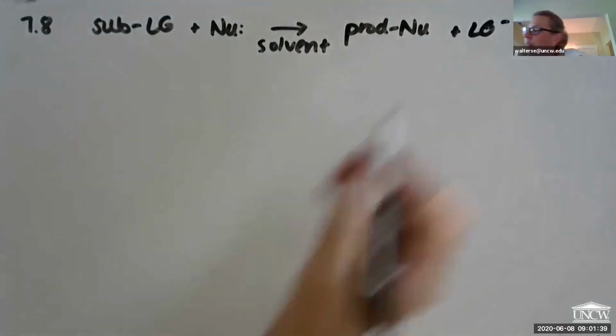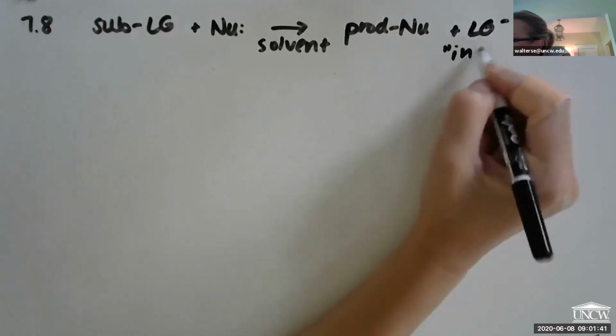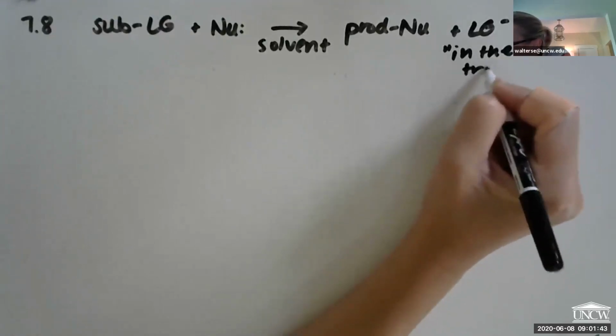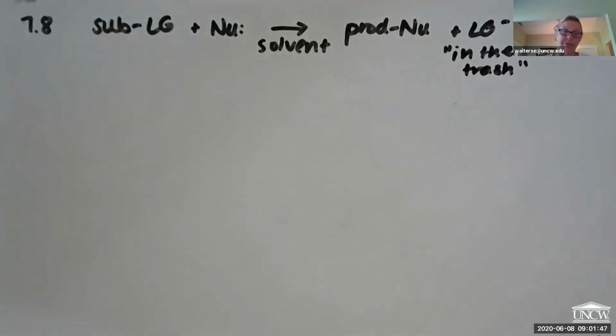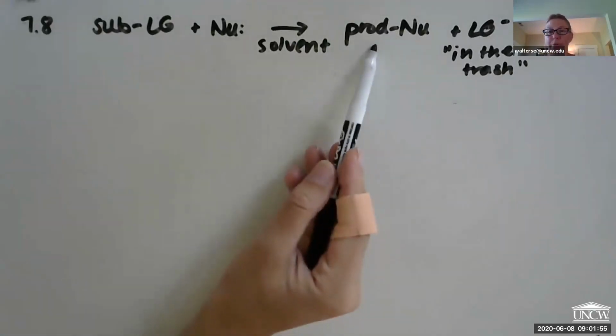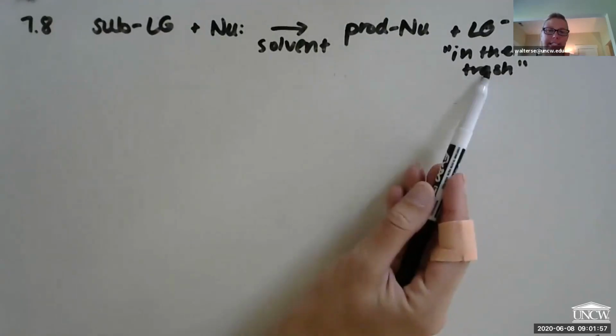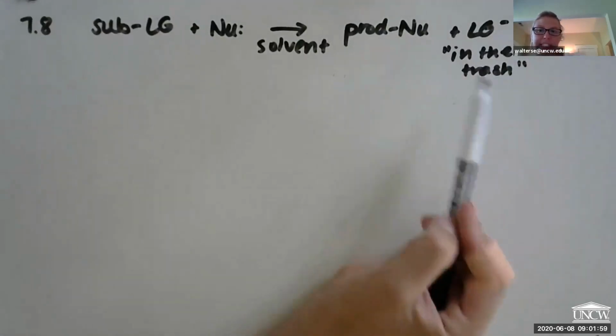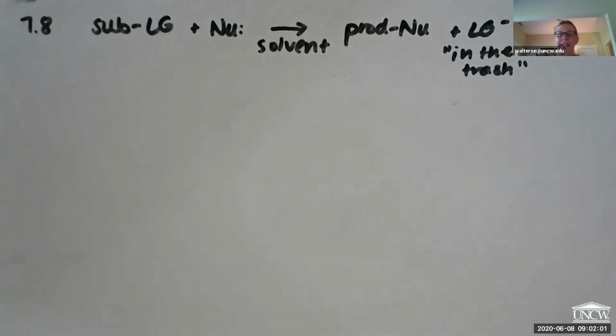Okay, now the leaving group is going to end up, we always just say, in the trash, which is literally exactly where it goes. Usually the way these reactions end up is you get 2 sets of solvents. You have the solvent that contains your product, and you have a solvent that contains the leaving group. And the solvent that contains the leaving group, unless it is toxic, is literally just poured down the drain. It's usually water and some salt.